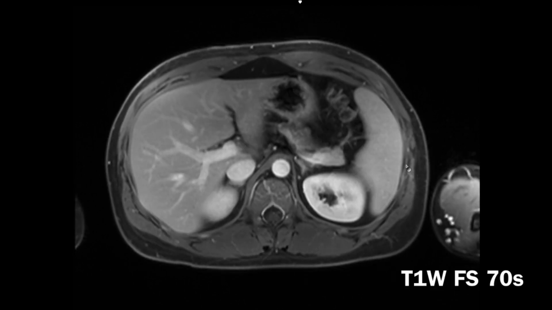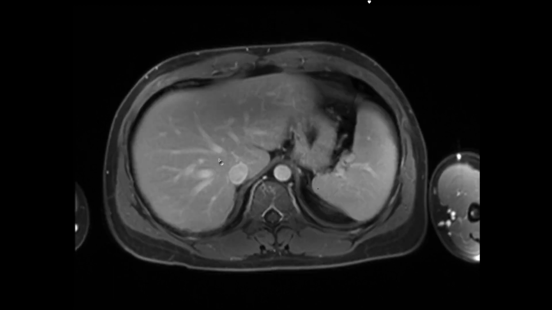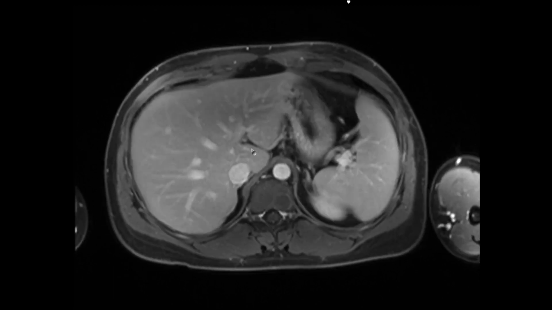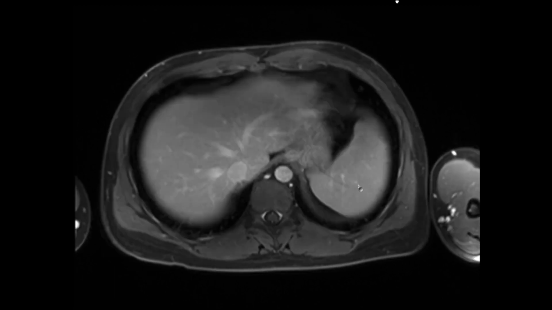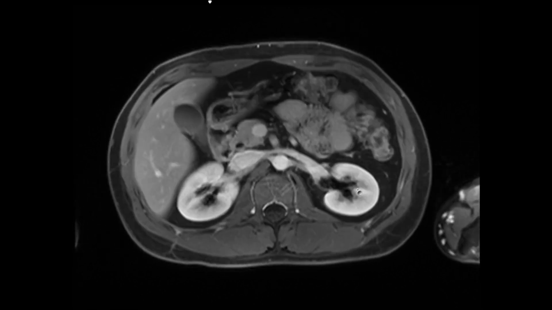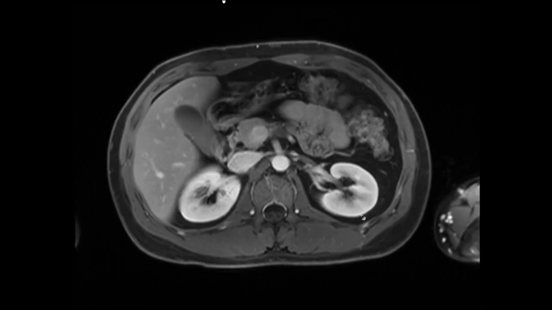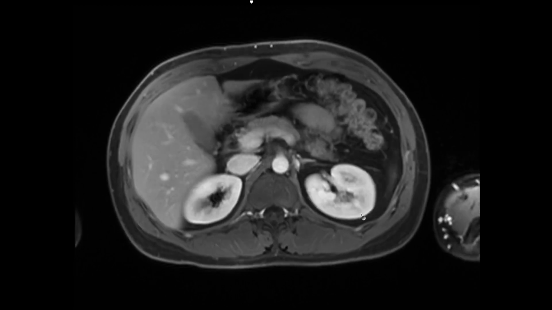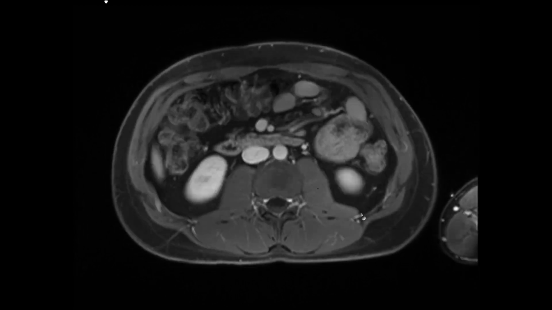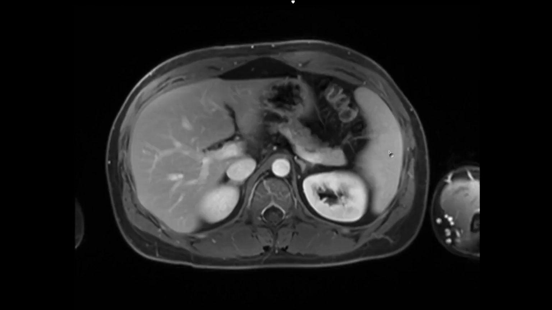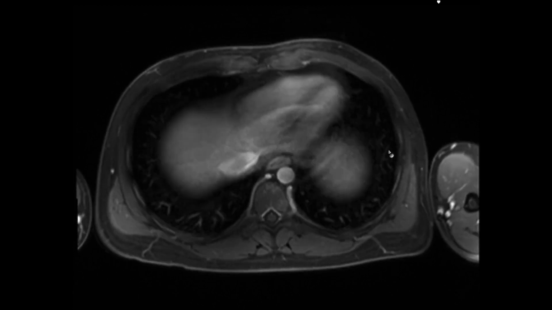So this is at 70 seconds. So our portal vein is now well opacified. We have opacification of the hepatic veins here. The spleen is more homogeneous. And we can see how our pancreas, our kidneys, and everything else looks. And at this point, the enhancement patterns are somewhat similar to what we're looking for on CT.